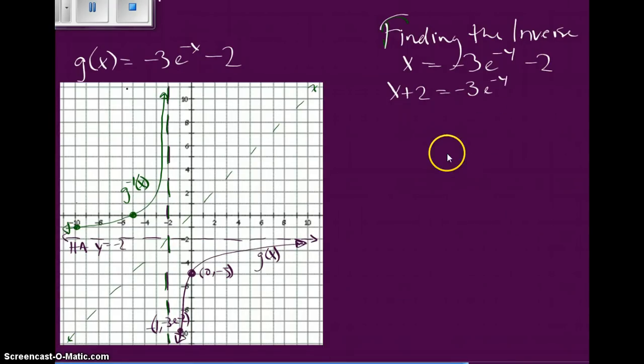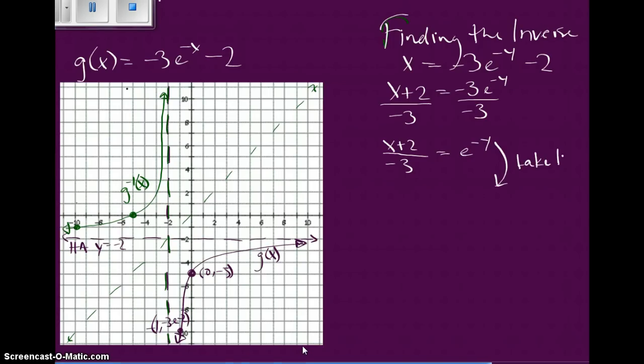And then I'll have x plus 2 equals -3e to the negative y. Next, I'll just divide both sides by -3 here. That way I get e to the something. I can't really apply a logarithm to both sides until I have it as a straight normal exponential function without anything added or multiplied times it. So I first have to get e to the negative y by itself, and then I can use logarithms. So if I divide both sides by -3, I get (x plus 2) over -3 equals e to the negative y. Now I can take the logarithm.